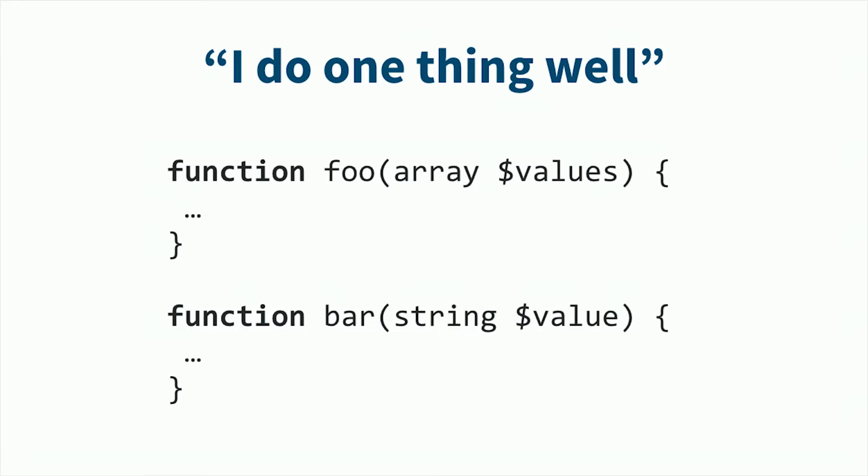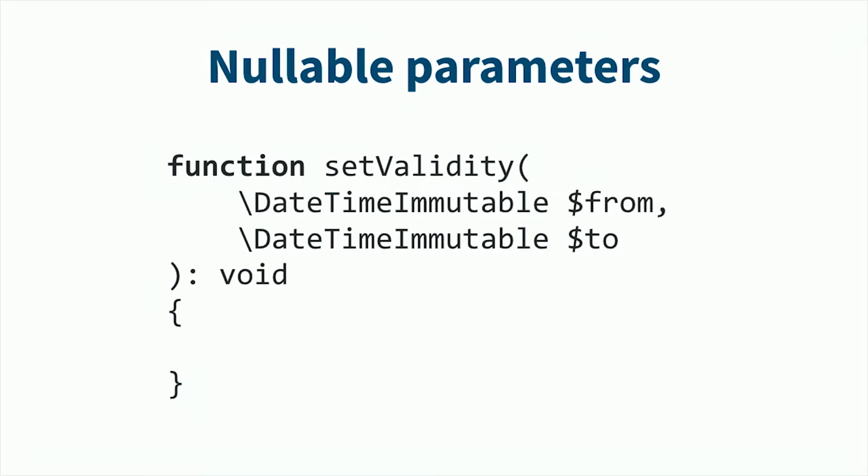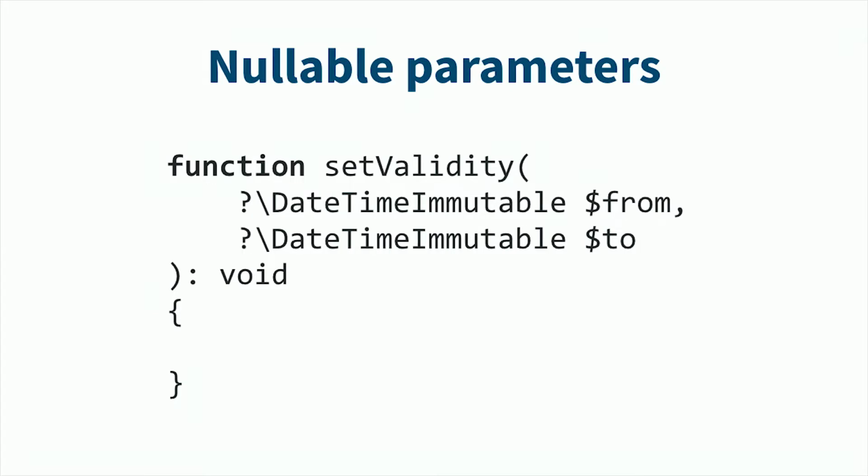Okay, next, a little bit more tricky situation. So let's say we have a method which accepts a date range like this. We are setting validity of some entity, and we are accepting from and to. What if the user wants to remove these dates from an entity? The first solution that comes to mind is to make those parameters nullable. But again, there's a problem with that.